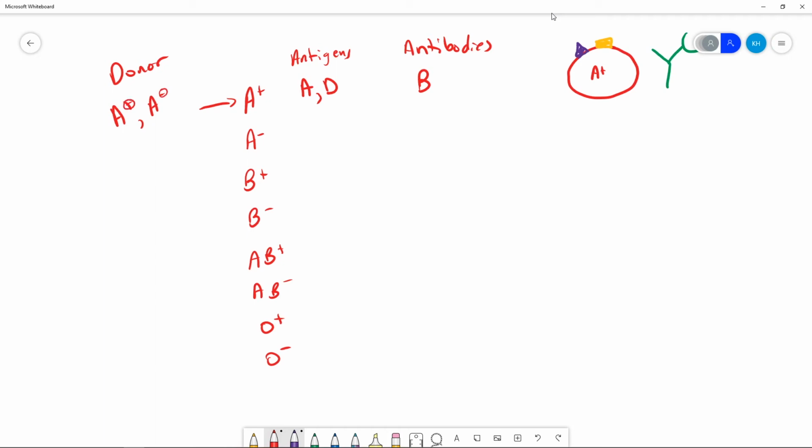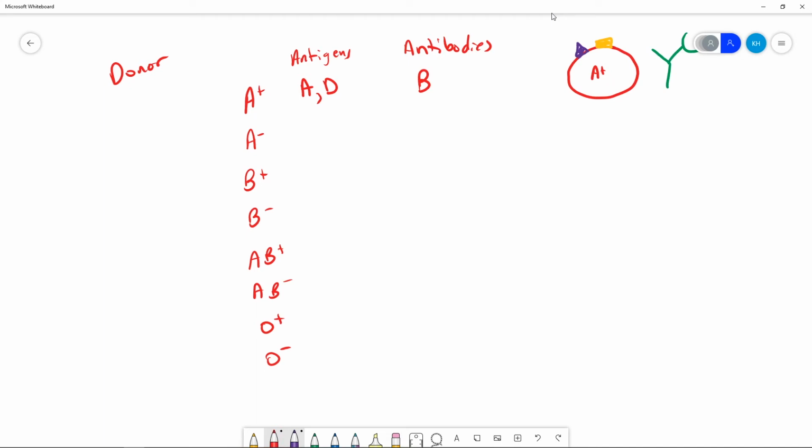Now, additionally, O positive individuals could donate to them because they do not have surface antigens for blood type, and they only have the D antigen on the surface of their cells. They could also receive O negative blood type because the O negative blood type will not have any antigens on the surface of their cells, so agglutination would not occur. Okay, cool. So now let's do it for the next blood type.